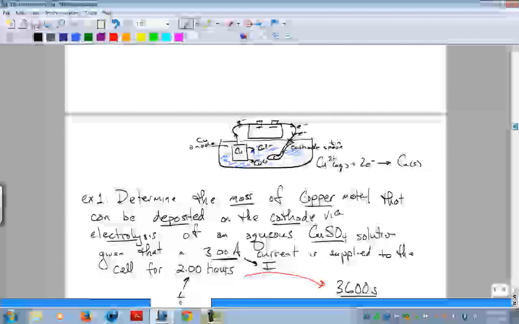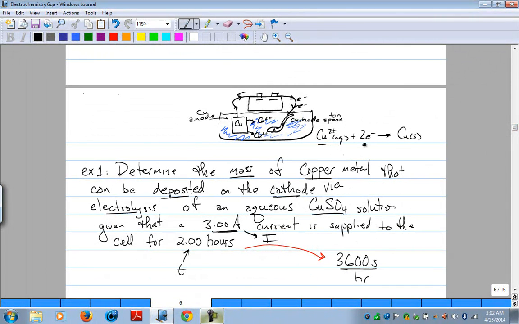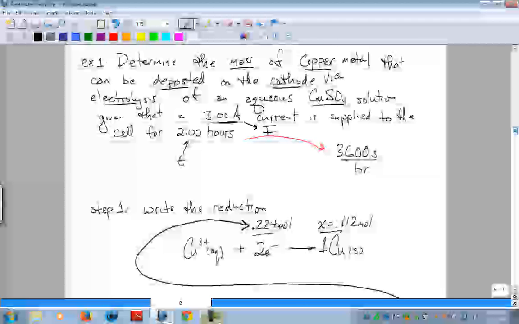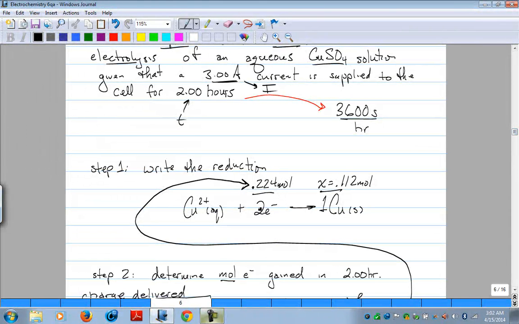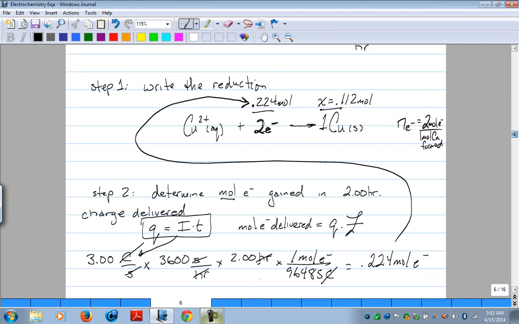So we have the reduction at the cathode, copper 2 plus cations turning into copper. So that's going to require 2 moles of electrons per mole of copper formed. So that's a key. N sub E is going to be 2. 2 moles electrons per 1 mole copper formed via reduction at the cathode. We need to determine the moles of electrons gained in 2 hours.